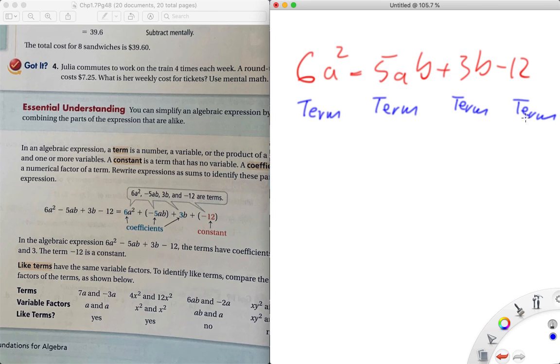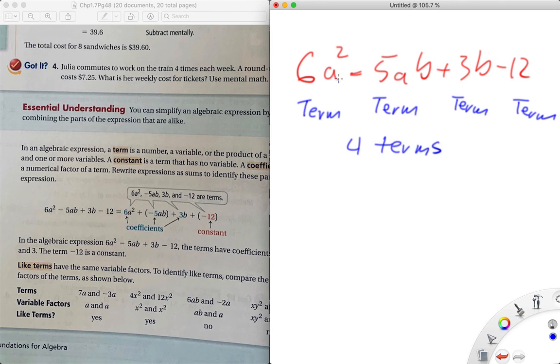So a term, the book says, is a number, a variable, or a product of one or more variables. Notice that it says product, so it's multiplying. So it's either a number, or a variable, or a number times a variable, or a bunch of variables times itself, or like A times B times C. And they're always separated by a minus or addition sign if there's more than one term. So in the case of this expression, there are 4 terms.